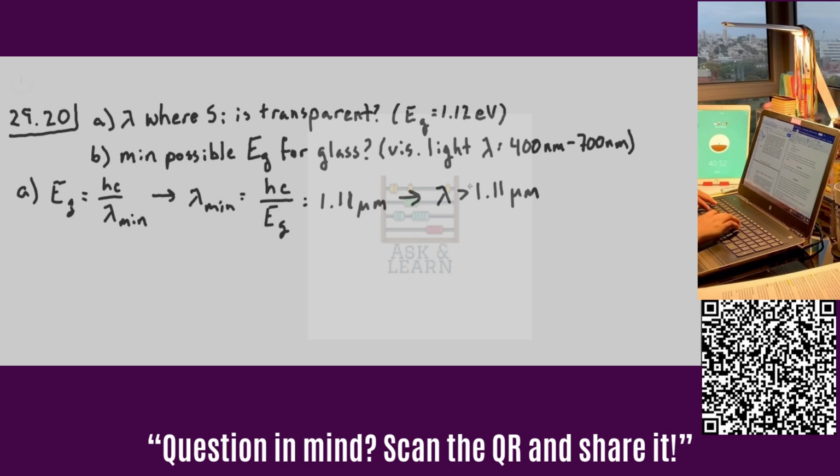And the portion of the electromagnetic spectrum where this wavelength lies is in the infrared, which is why silicon is opaque to visible light, and so you can't see through it.